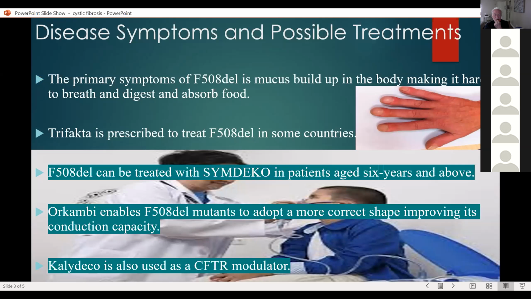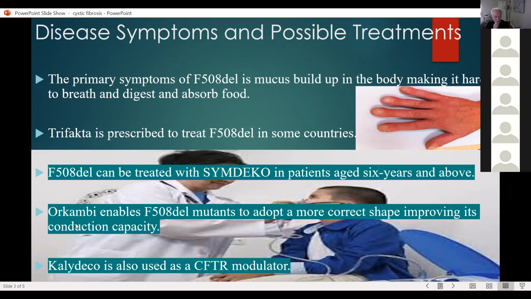The primary symptom of F508del is mucus buildup in the body, making it hard to breathe, digest, and absorb food. A possible treatment is Trikafta, which is prescribed to treat this mutation in some countries, such as Canada and some European countries. This mutation can also be treated with Symdeko, in patients ages 6 years and above.